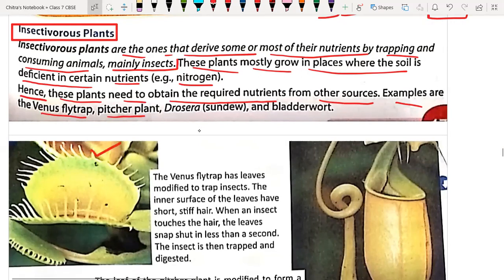This is the Venus flytrap. And this is the pitcher plant. We have the Drosera also. It is also called sundew. And the bladderwort. The bladderwort is also one of the insectivorous plants. So these are the four examples we will discuss one by one here.